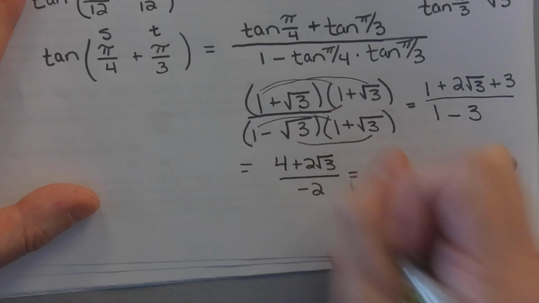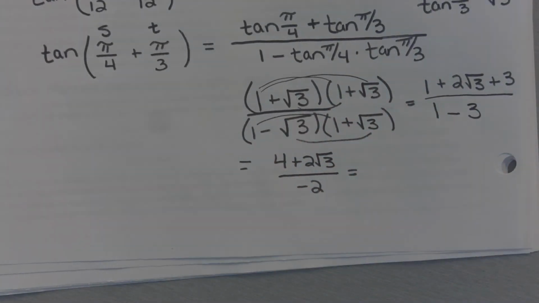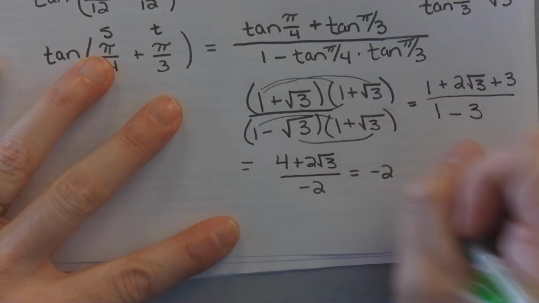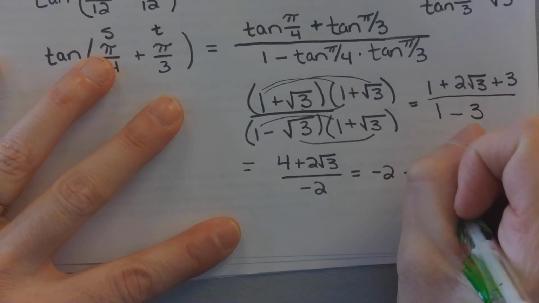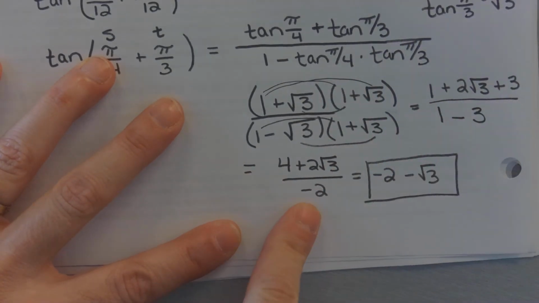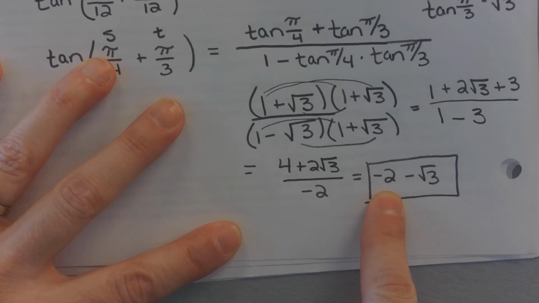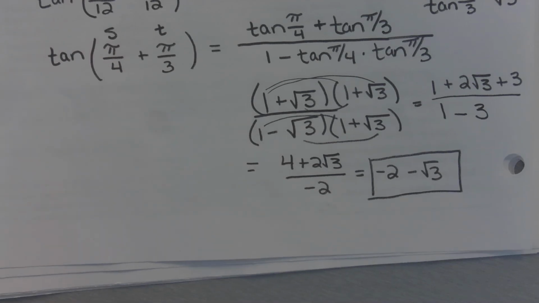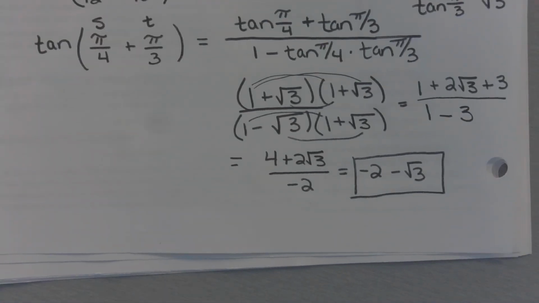Oh, I get to have some more fun. What do I get to do still? Divide by 2. Negative 2 minus root 3. So if I divide each part by negative 2, 4 divided by negative 2 is negative 2. 2 divided by negative 2 is negative 1. So I divided everything through by my negative 2 to get that nice, in quotes, nice answer.